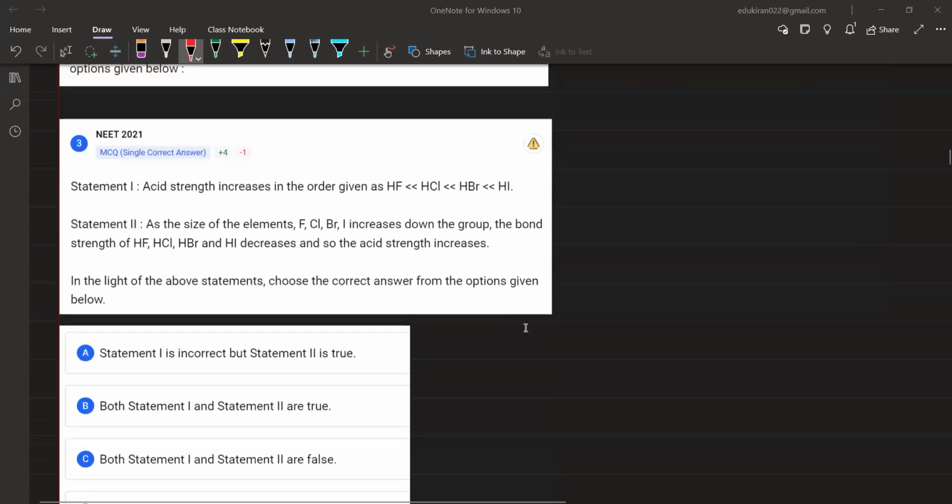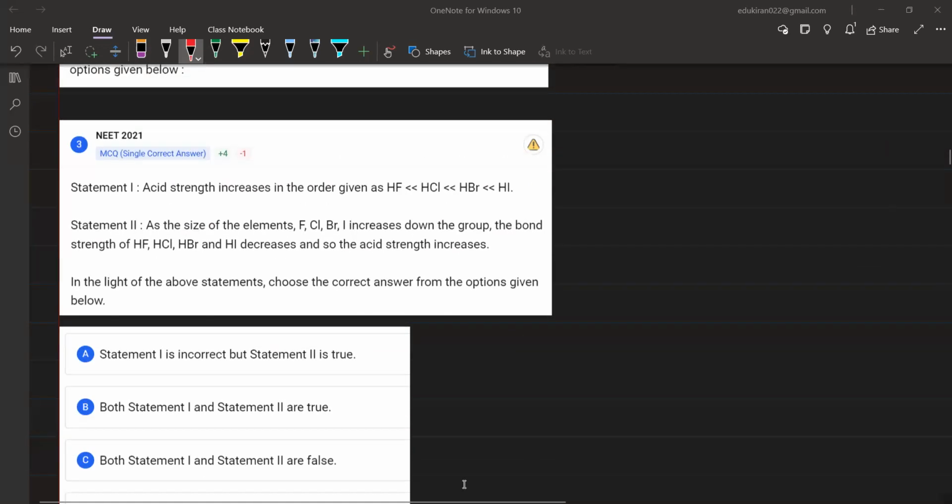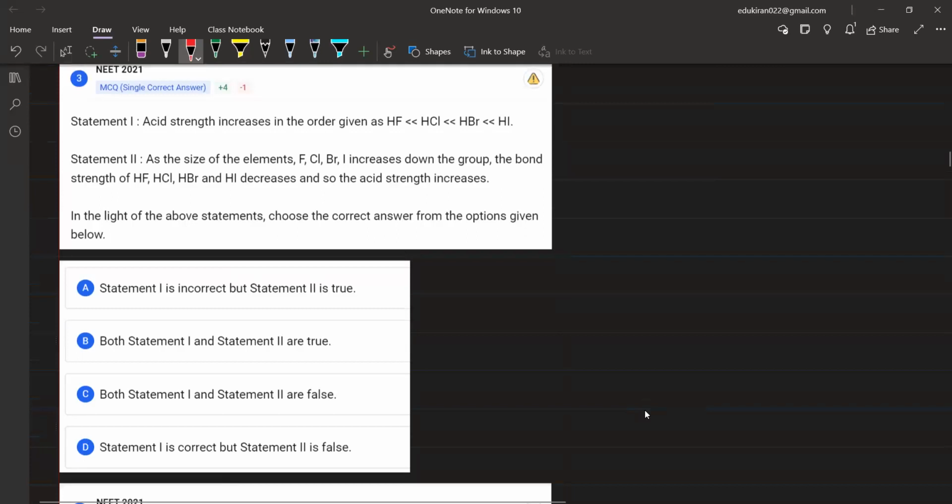Acid strength increases in the given order: HF, then HCl, then HBr, and then HI. As the size of the element fluorine, chlorine, bromine increases down the group, the bond strength of HF, HCl, HBr, and HI decreases, so the acid strength increases. Let's tell me, we just explained this. What will be the right answer?